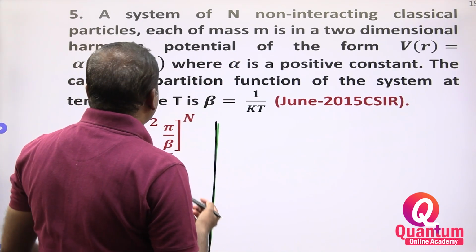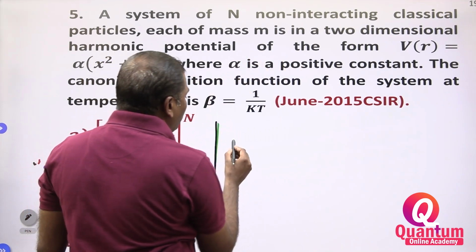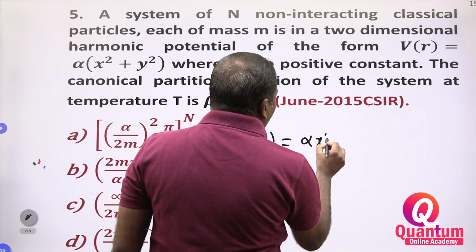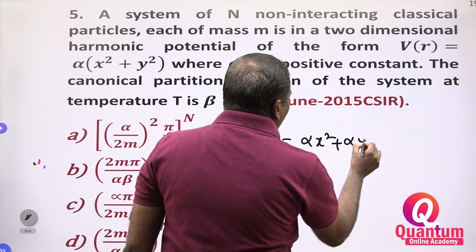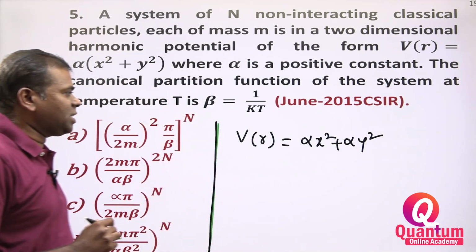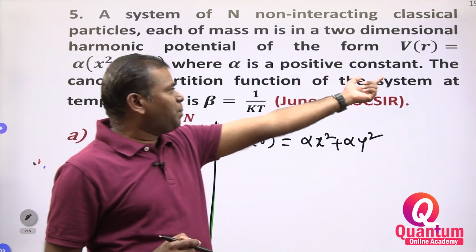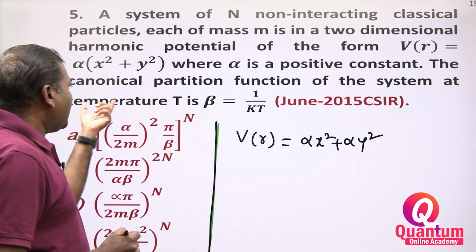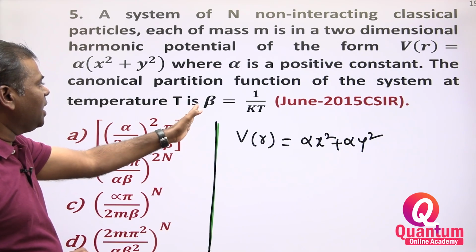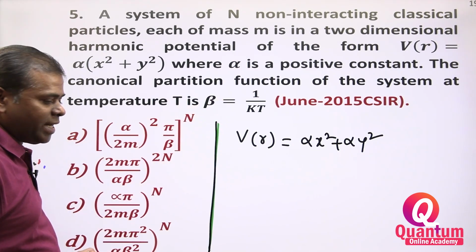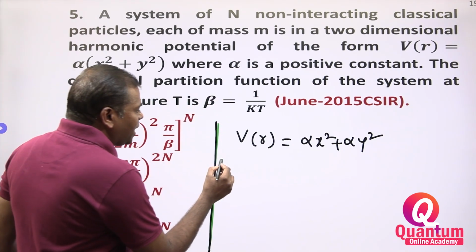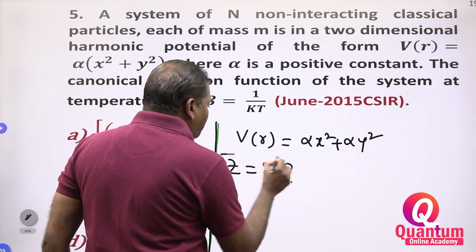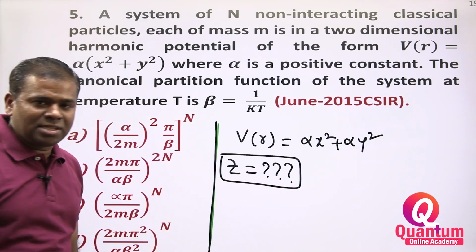First, how many dimensions are there? A two-dimensional harmonic potential, defined as V of r is equal to alpha x square plus alpha y square, that is, alpha into (x square plus y square), where alpha is a positive constant. The canonical partition function of the system at temperature T, beta is equal to 1 by kT. What are they asking? They are asking for the partition function. It is a classical system.